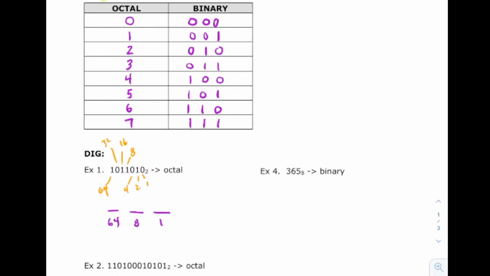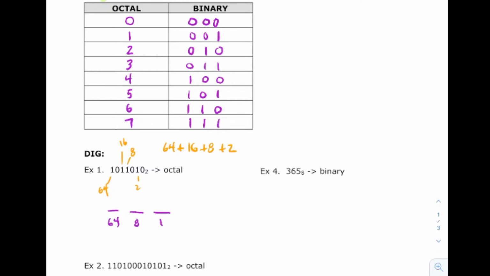Okay, so notice we've only got a 1 in the 64's place, and we got a 1 in the 16's place, and a 1 in the 8's place, and then a 1 in the 2's place, right? Everything else is a 0. I don't have any 1's. I don't have any 4's. I don't have any 32's. What I've got is a 64, a 16, an 8, and a 2.